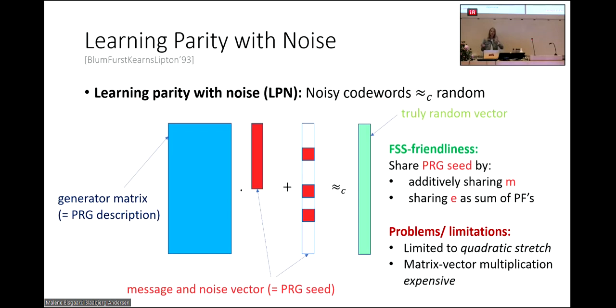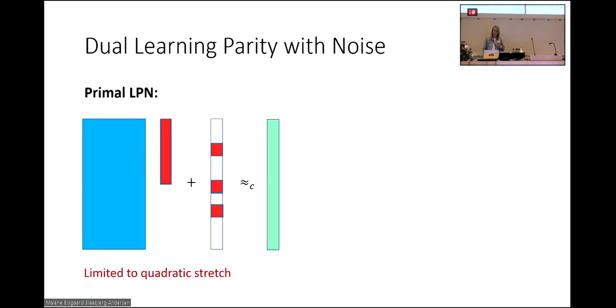This has some limitations if we just do it like this. It is limited to quadratic stretch, and the matrix vector multiplication is expensive. Why is this expensive? Because we want to generate a lot of OTs. Think of 10 million OTs, even 100 million, and then your dimensions, the size of the green here, mean your matrix will have huge dimensions.